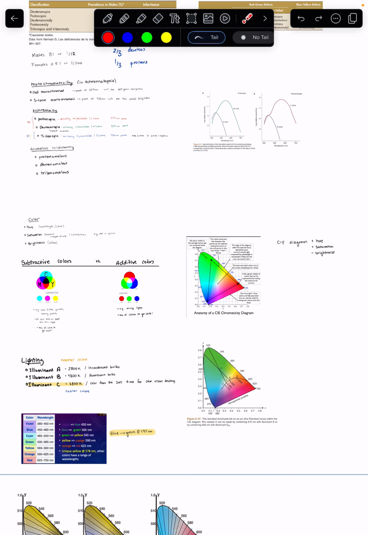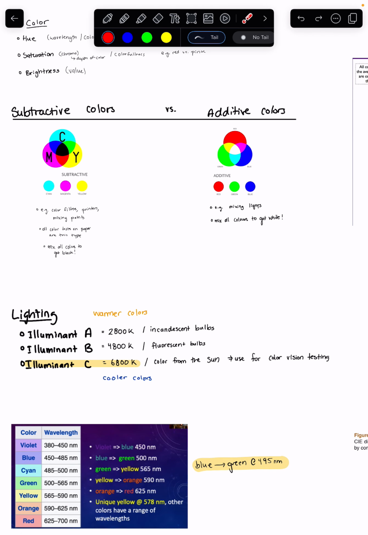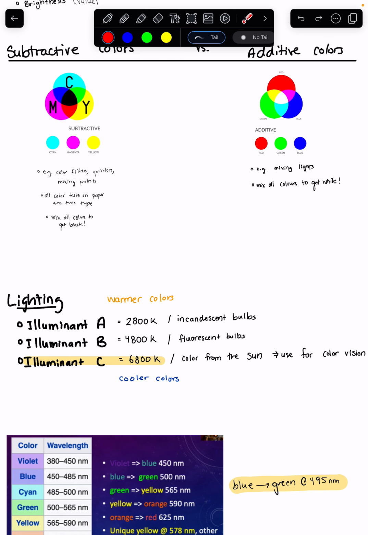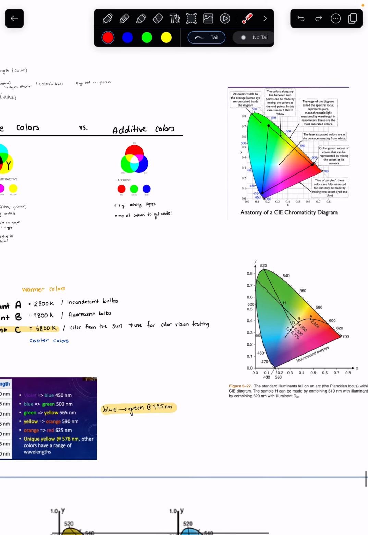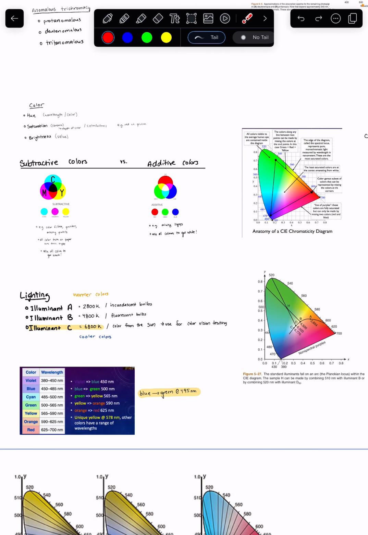Okay. Something else that's important for this lab, something you're going to want to know, is the types of illuminants. When we look at this CIE chromaticity diagram, they call it the Planckian locus, right here. This just shows the different illuminants. So you have illuminant A, B, C, right? C is more that white light, that colder color, whereas A is that warmer color, incandescent bulbs. Illuminant B is fluorescent bulbs.